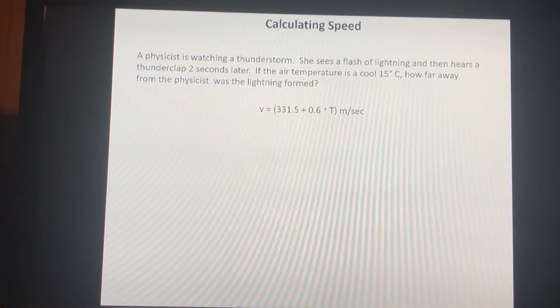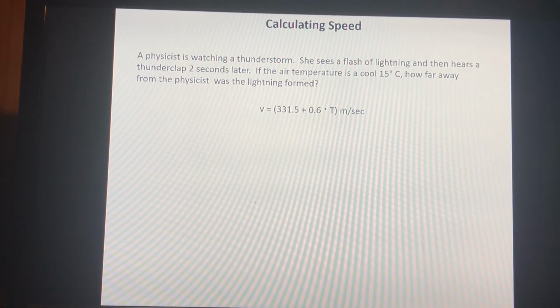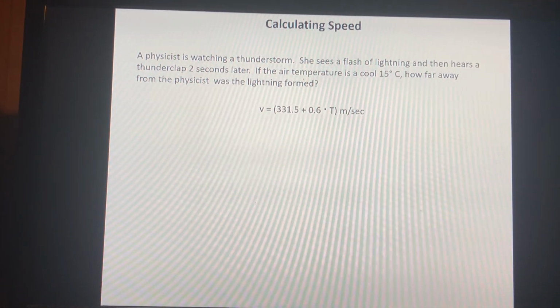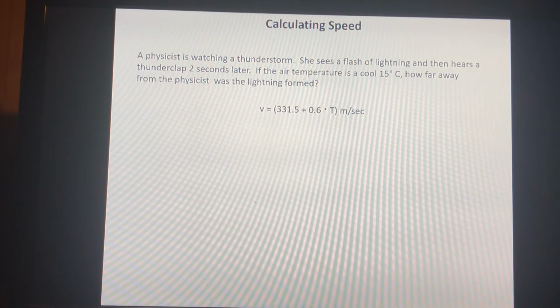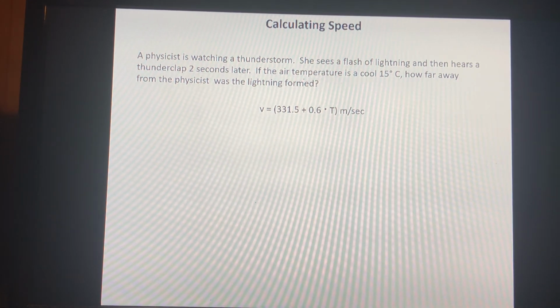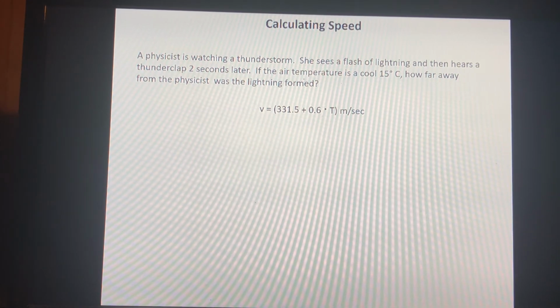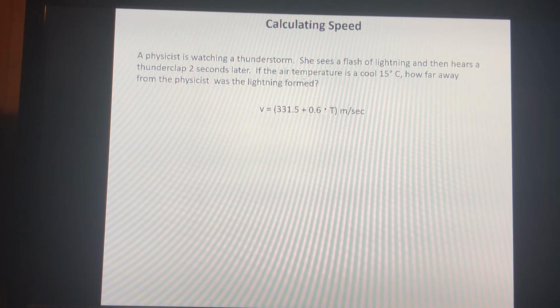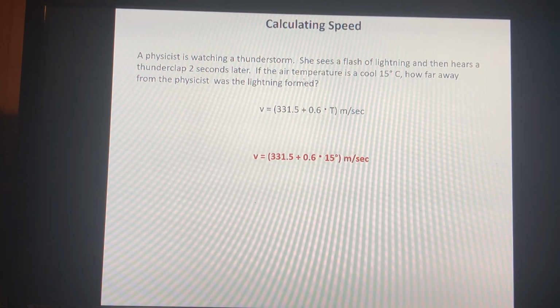So we're going to go ahead and start with our speed equation: 331.5 plus 0.6 times the temperature in Celsius, and that will give us meters per second. The information that we have is that it is 15 degrees out. So we're going to go ahead and do the math.